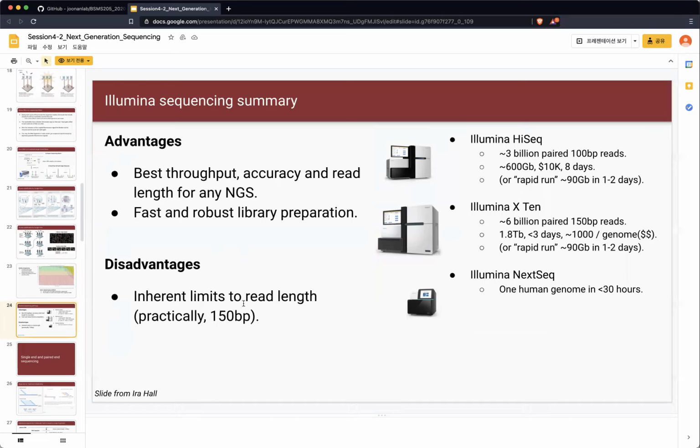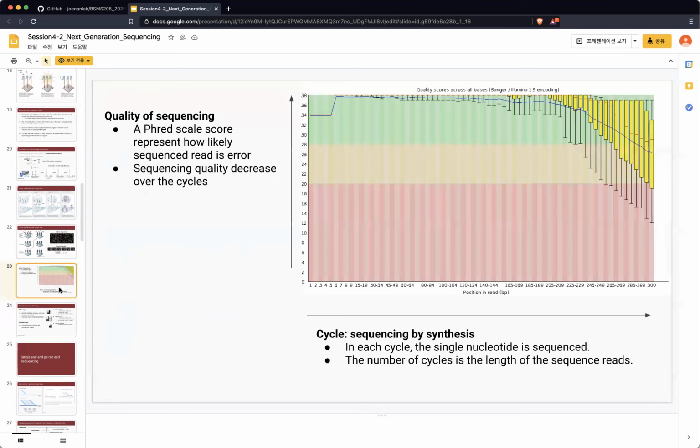The problem is also that they are based on sequencing by synthesis, and they use the cycle concept. So as the cycles go on, the quality of the sequencing goes down, right? This is an example of Illumina sequencing. It has 300 cycles, right? That means that you read out 300 base pairs, 300 nucleotides, right?